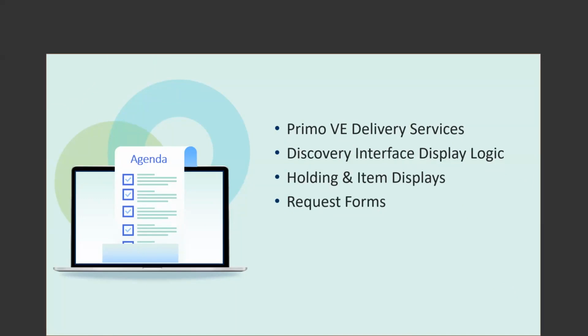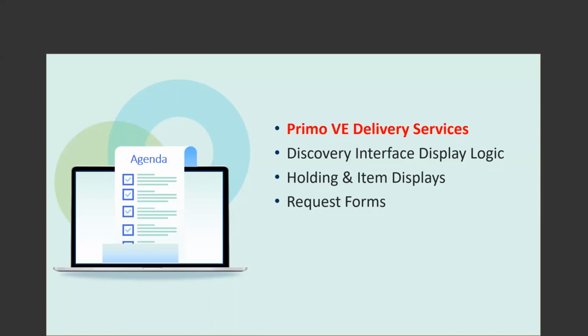We're going to be talking about discovery interface display logic. That's how you can control what options are shown and make conditional rules as to what shows, so as to not overwhelm or direct your users exactly where you want them to go. I'm talking about holding and item displays, the details from holding records and item records that can show in Primo V if desired, and then also talk about request forms.